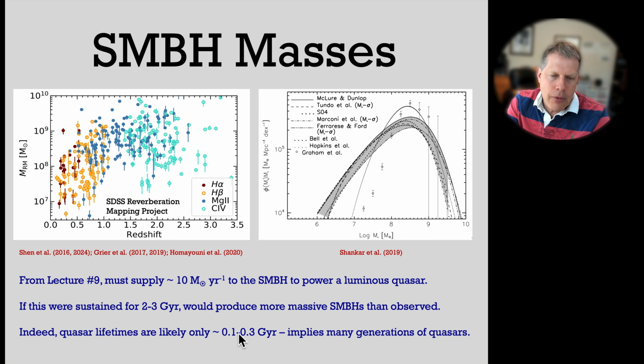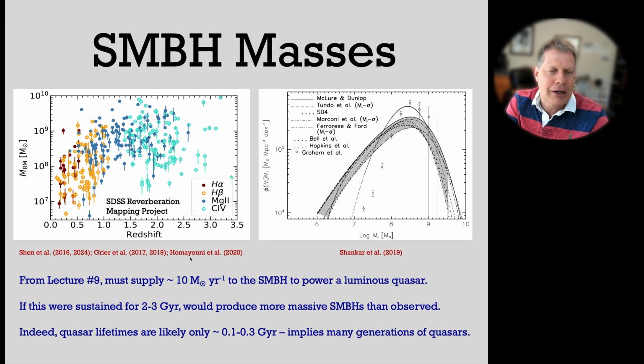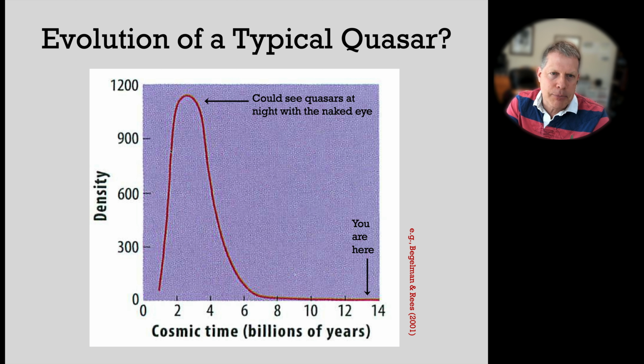Okay, and with accretion at this rate for that span of time, you would produce black hole masses much more consistent with what is observed. Now, of course, if quasar lifetimes are indeed that short, that implies that there are many generations of quasars, each generation of which might last for 0.1 to 0.3 gigayears or so, that makes up this overall curve. So in other words, there are many generations of quasars coming and going that make this overall curve.